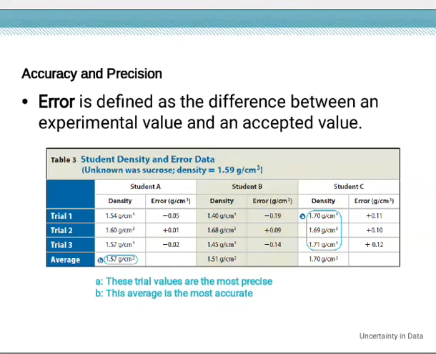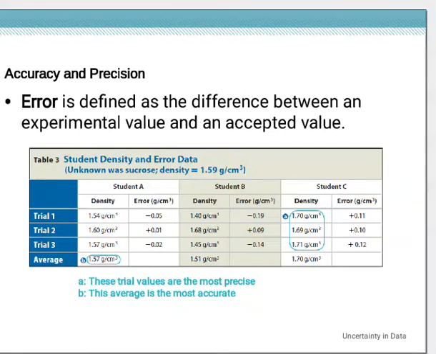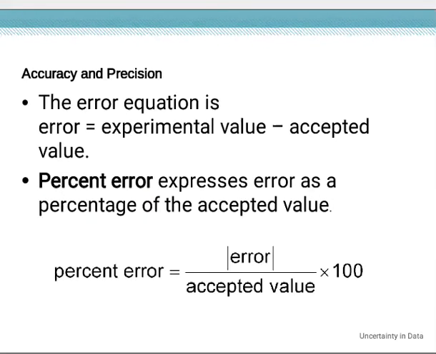Error is defined as the difference between an experimental value and an accepted value. And this is a really important definition because when you're measuring error, you want it to be close to what it should be, not what it shouldn't be. The error equation is error equals experimental value minus accepted value. That's the general equation for error.